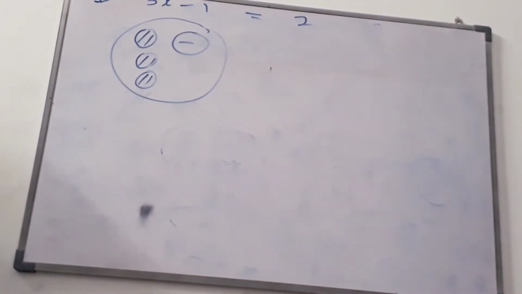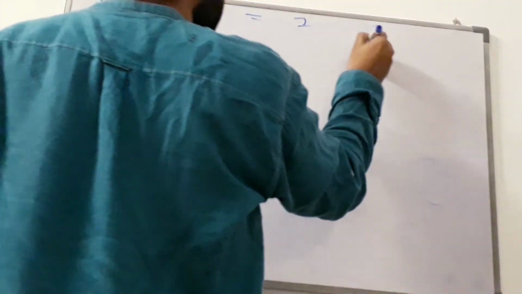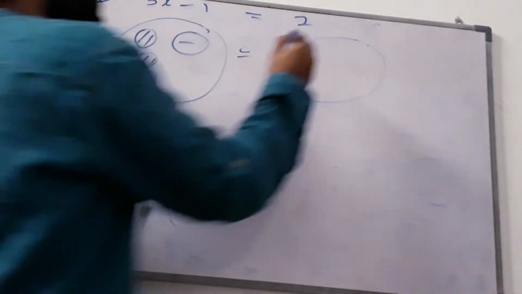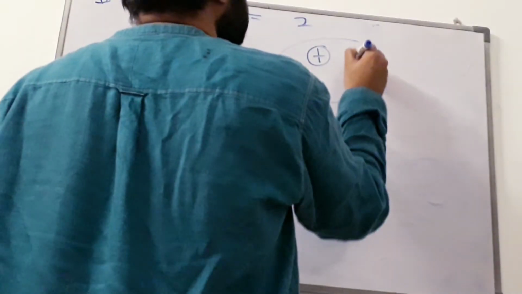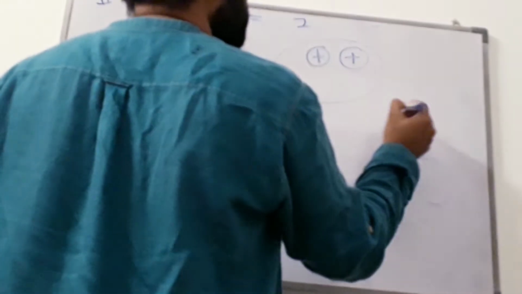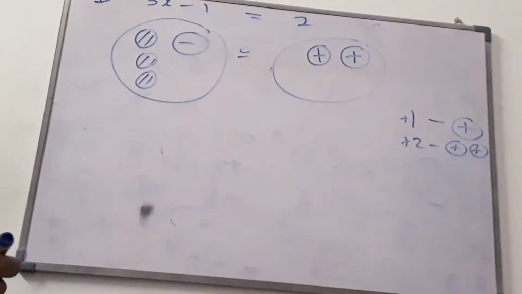So this must be a minus, and 3 x's and 1 minus on this left hand side. On the right hand side there are 2. 2 means plus 2, so there are 2 pluses. Plus 1 means this, so plus 2 means 2 pluses. Likewise minus 1 means 1 minus.